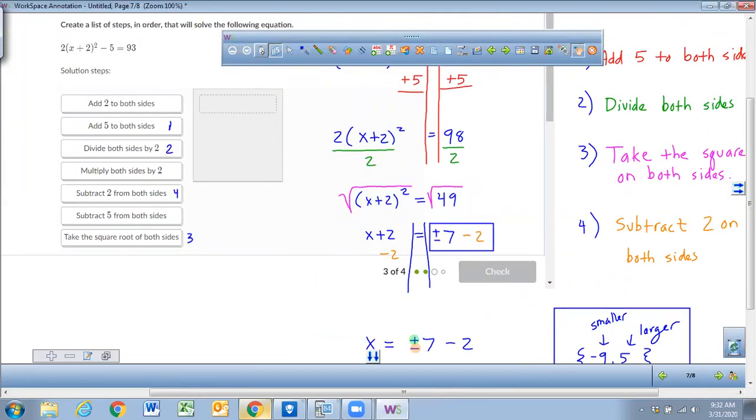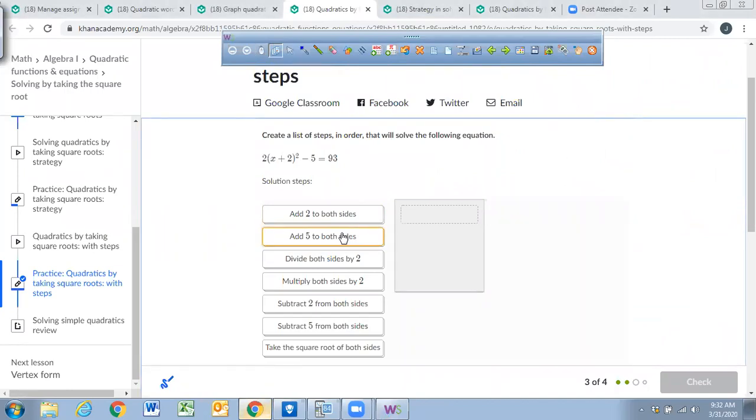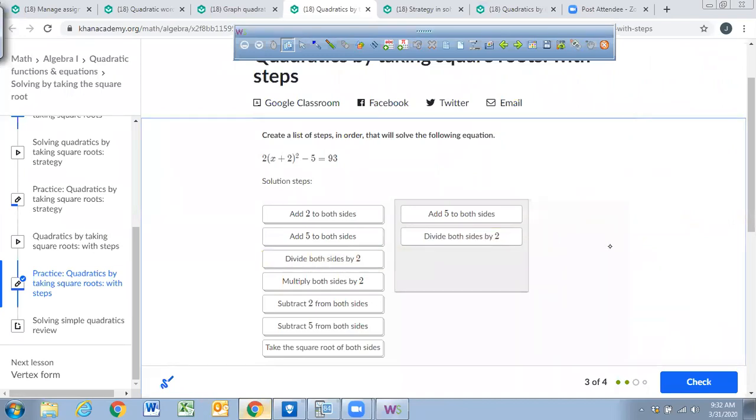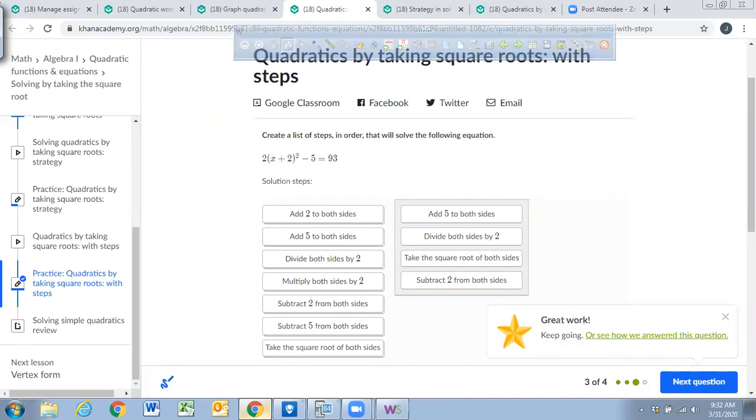So we're going to go ahead now. We're going to drag. So the first step, what did we do to both sides, everybody? What was the very first step? Add 5 to both sides. Boom. What's the next step? Divide both sides by 2. All right. What's the next step? Take the square root on both sides. Boom. And the last step, what did we do? Subtract 2 on both sides. And bam, we got it.